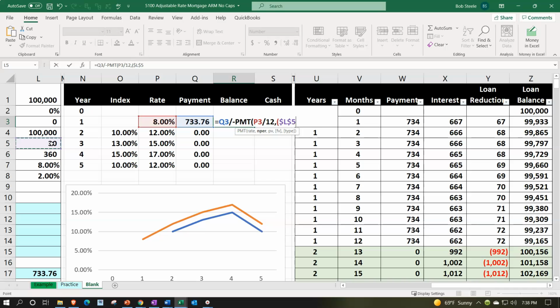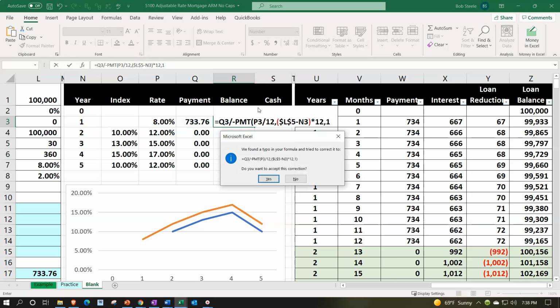So I'm going to press F4 on the keyboard so that it doesn't move when we copy it down. Then we're taking that minus 1 over here, which will give us 29 years, closing that up, and multiplying it times 12 to get the monthly amount, and then comma. Here's the other strange thing: the present value is not going to be the prior balance. We're just going to put 1 here because we're trying to back into the loan balance at that point in time after 1 year. So I'm going to press enter.